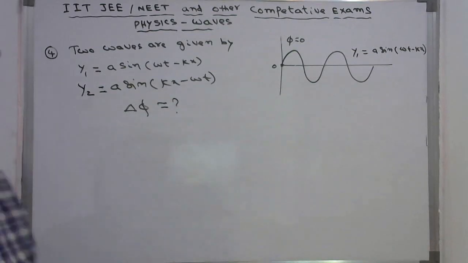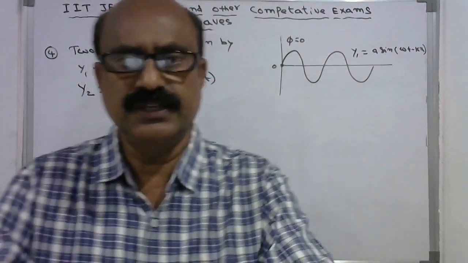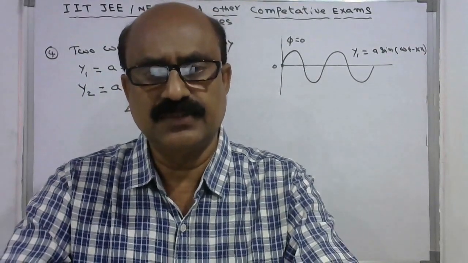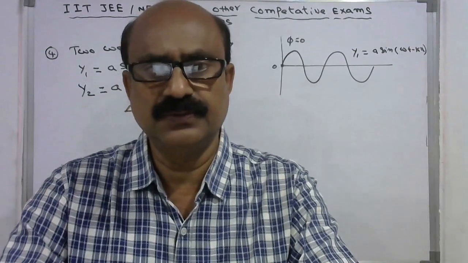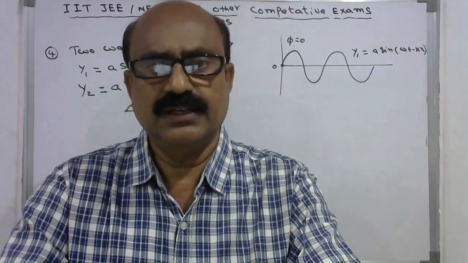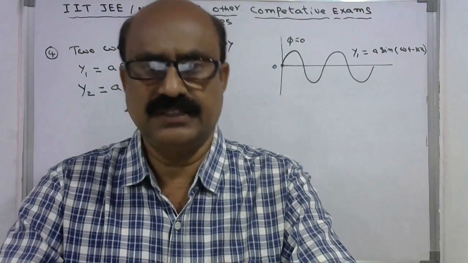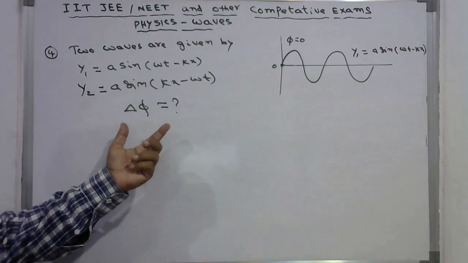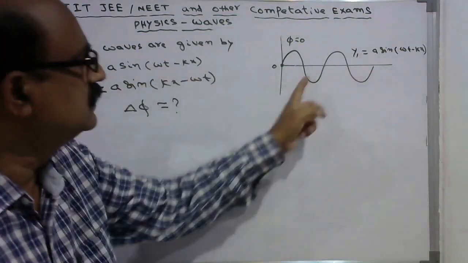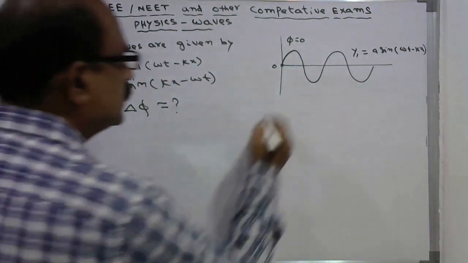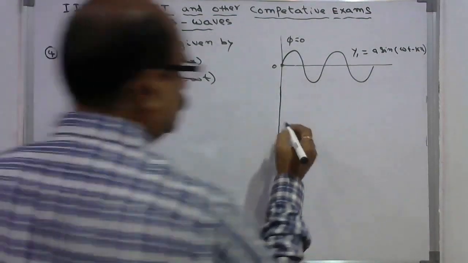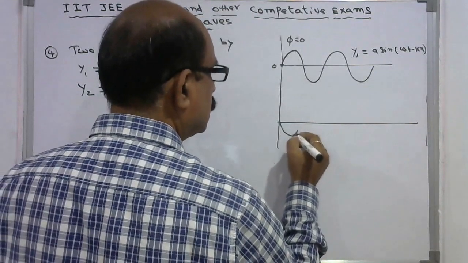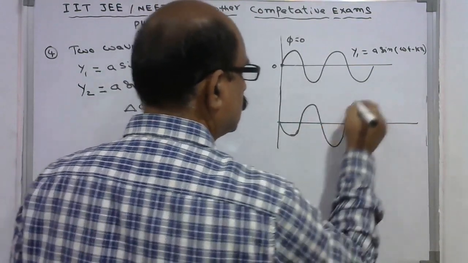While writing this, sometimes I write y is equal to a sin(kx minus omega t), and sometimes I write y is equal to a sin(omega t minus kx). So what is the difference between these two waves? So the first wave you can write like this, and for the second wave you can write like this. It is started with, like this.